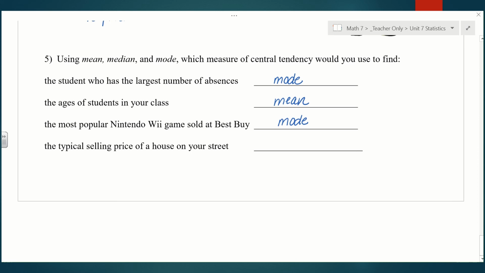Okay, so going back to this, the typical selling price of a house on your street, it just depends. I'm going to write median here, and I'm just going to make a note if there are any outliers. That's why I'm choosing to do the median. If everybody on the street is typically around the same value for their home, then the mean is fine. But it's a good conversation and something to think about.